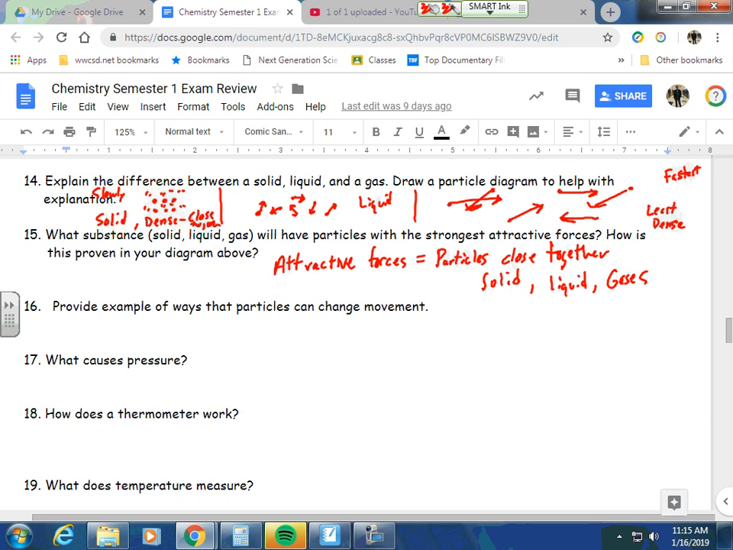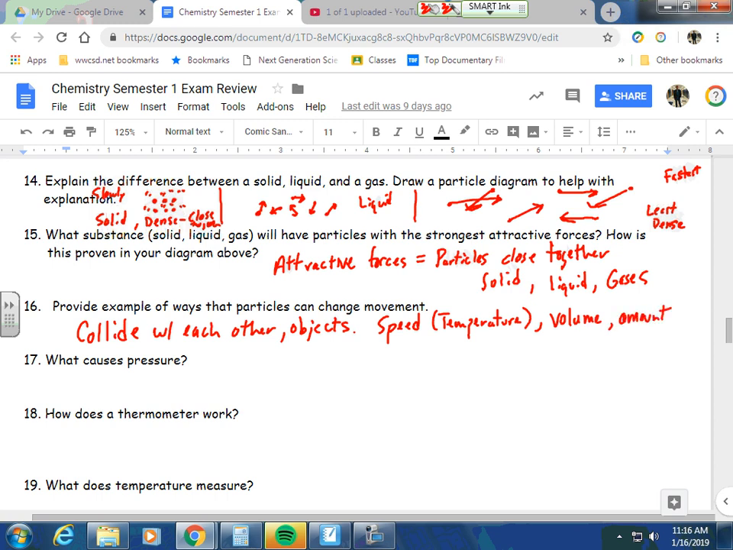Provide examples of ways that particles can change movement. They can collide with each other or objects. And we can also change their speed, and we do that by changing the temperature. We can also affect their motion by allowing them less room to move around, which would be volume. We can also affect their motion by adding more particles, because then they're going to be bouncing into each other more.